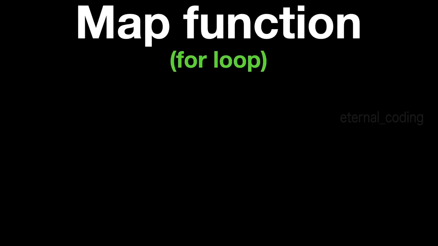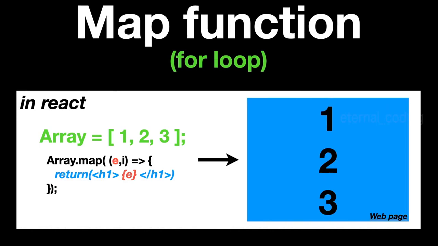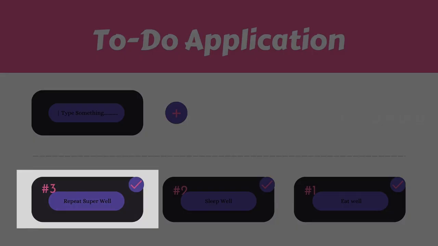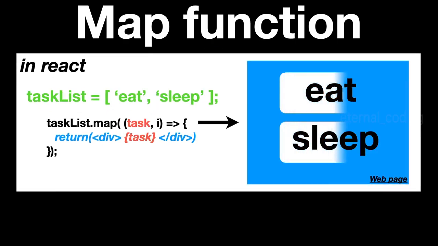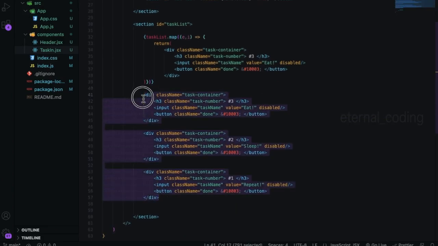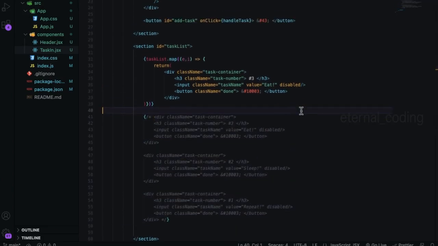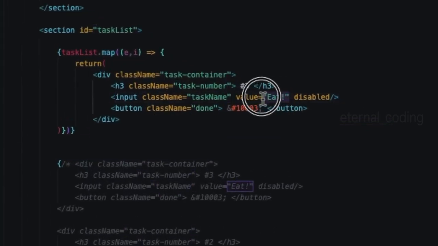The map function is similar to a for loop, but in React, it expects a return value to render, which in our case is a task card. Now, the map function will loop inside the task list array and will render a number of task cards in accordance with the number of items inside the task list array. I am going to delete the unwanted elements and replace the value of the input with the value given by the map function, which is the task list items.